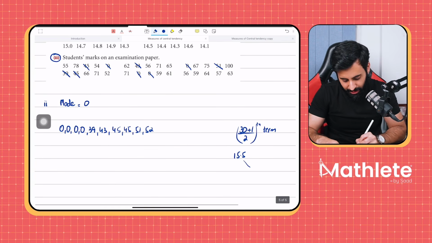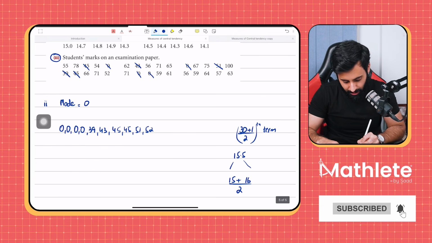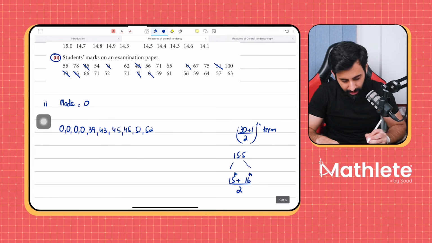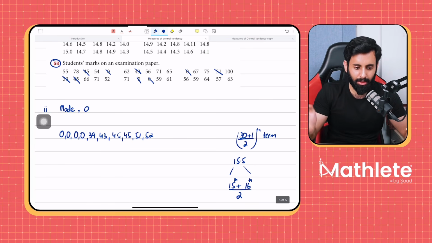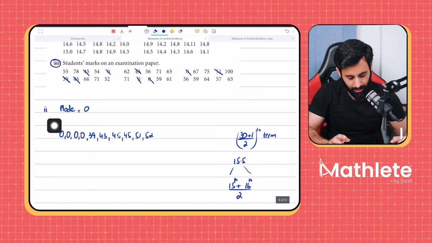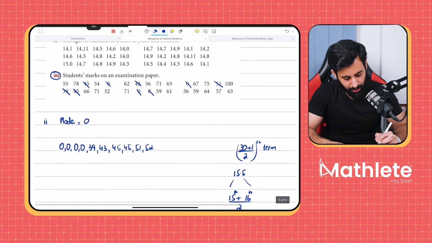Now, what happens when you're in a situation like this? In this case, you take the average of the 15th and the 16th term. You don't take the average of 15, you take the average of the 15th and the 16th term. So I'll stop after the 16th term. There's no point in arranging till the 30th term. So how many terms do we have so far? 1, 2, 3, 4, 5, 6, 7, 8, 9, 10. So still 6 more terms to go.